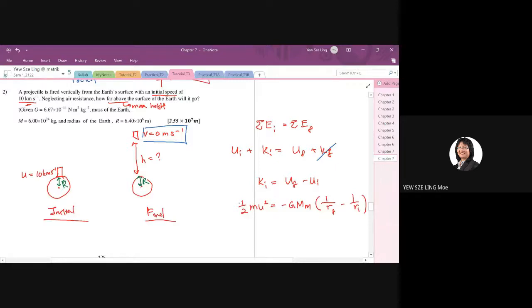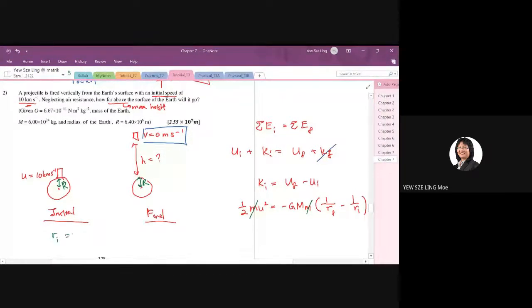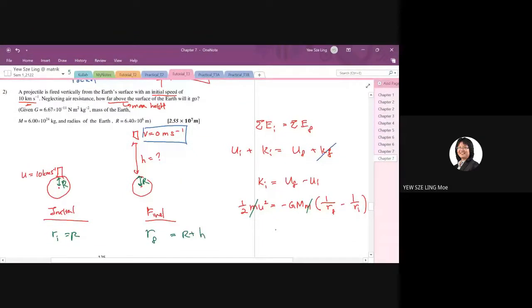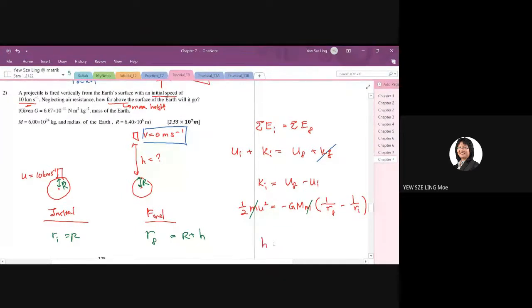When you look at this equation, you are not given the mass of the projectile. But you have small m on both sides, so you can cancel it out. Then with r initial equal to R and r final equal to R plus h, you substitute everything into the equation, and eventually you will obtain h equals 2.55 times 10 to the power 7 meters.